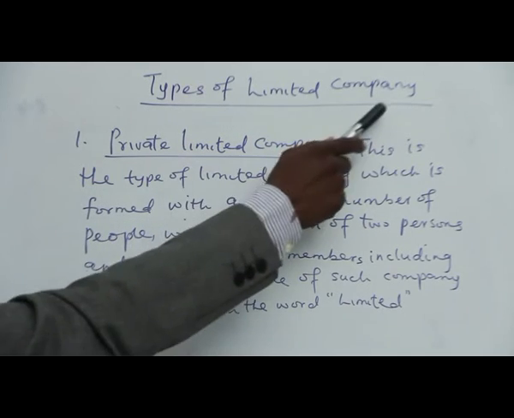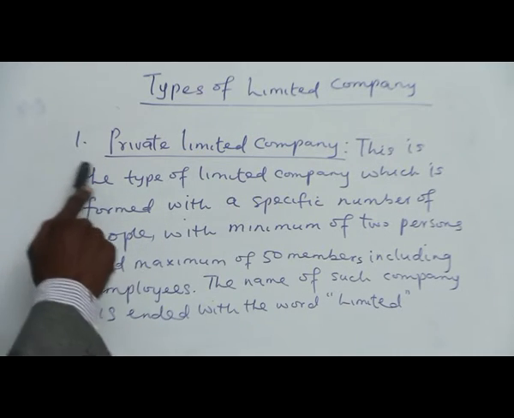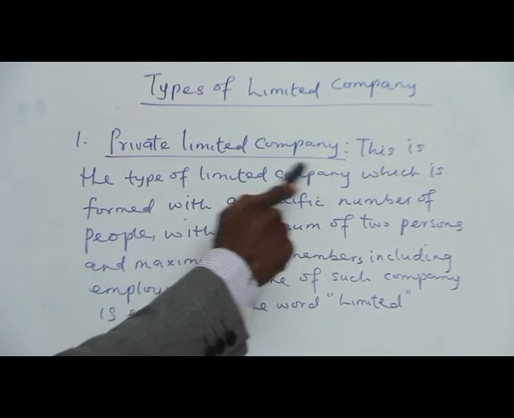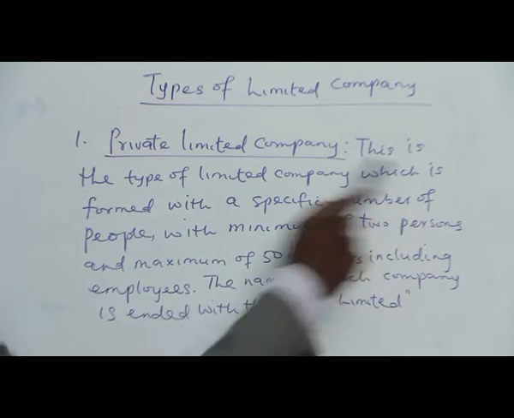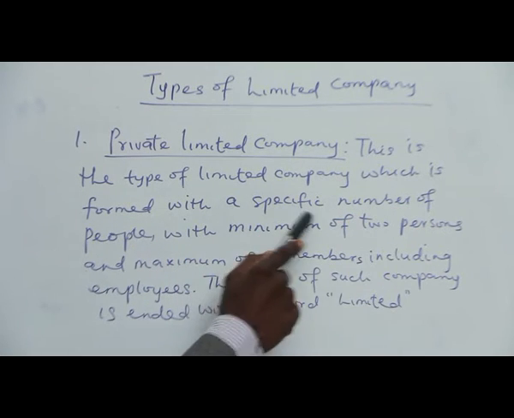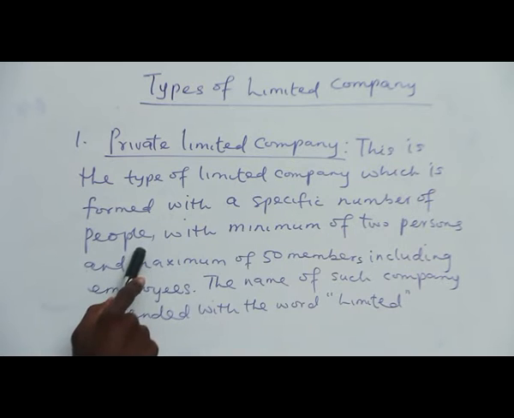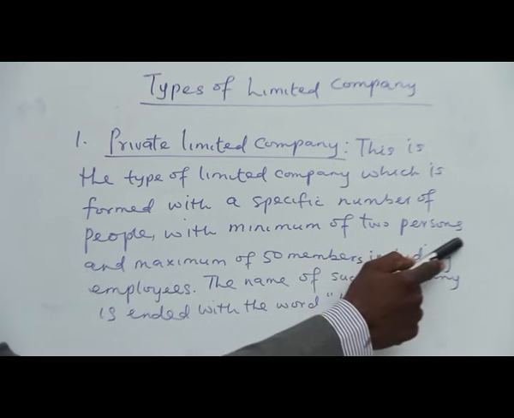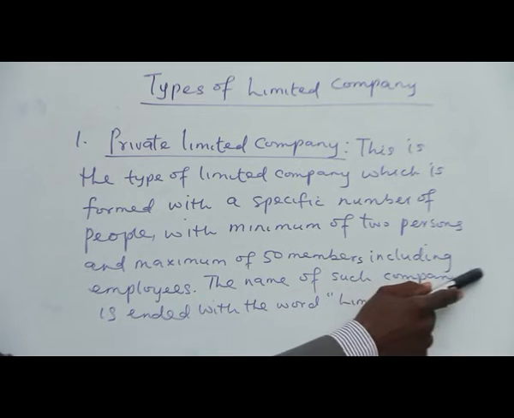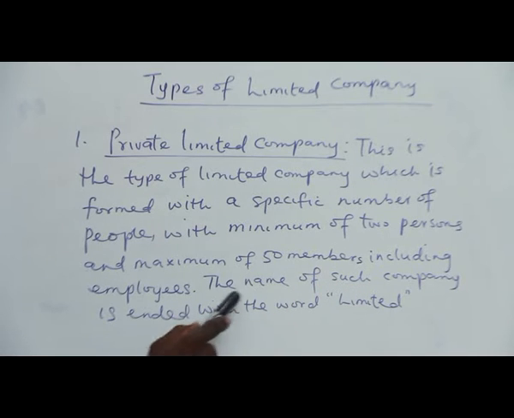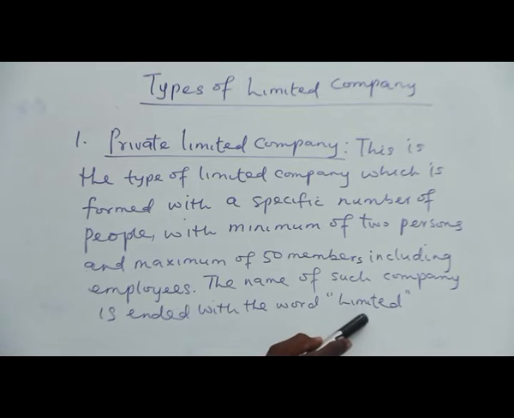Types of limited company. Number one, private limited company. This is the type of limited company which is formed with a specific number of people, with a minimum of 2 persons and a maximum of 50 members, including employees. The name of such company is ended with the word limited.